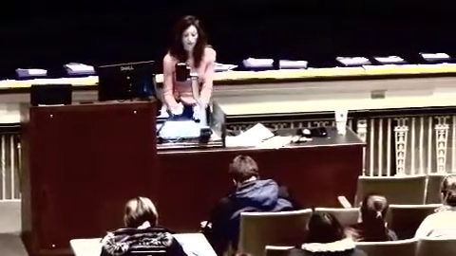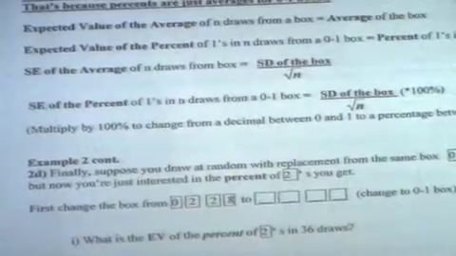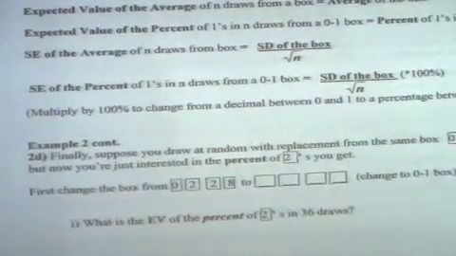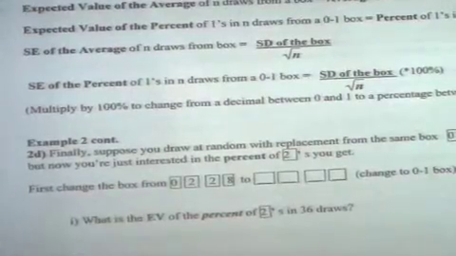So, you just need to remember one thing for all these standard errors. And that's that you have a standard deviation of your box, and you either multiply or divide by the square root of n. Now, so what do we have so far? The expected value of the average of n draws is the average of the box. That's no-brainer. The expected value of the percent of 1s is just the percent of 1s in the box. Again, no-brainer.